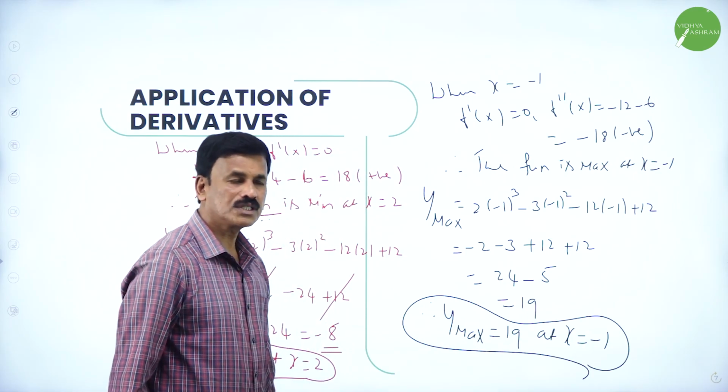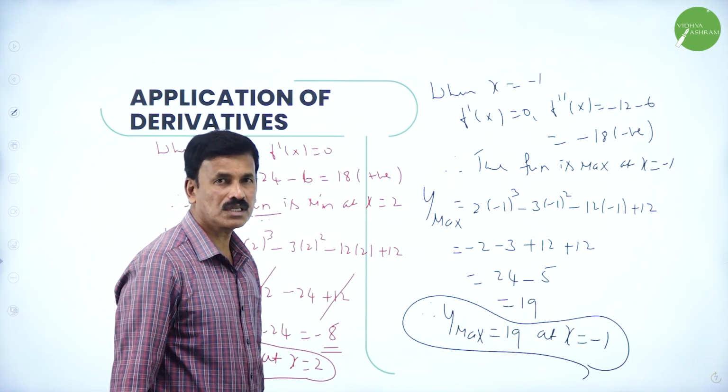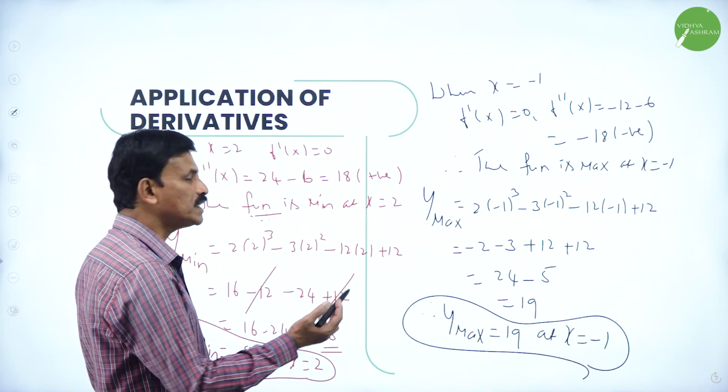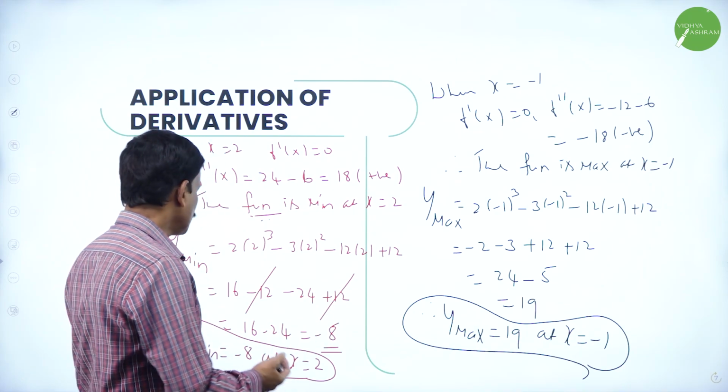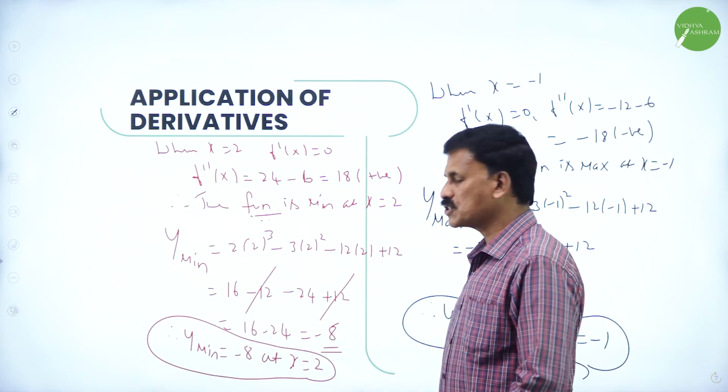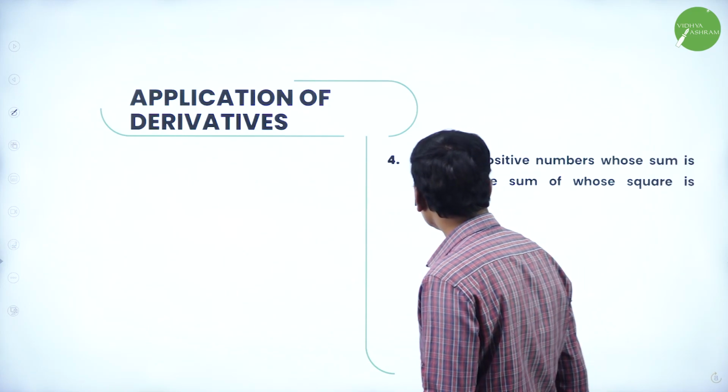That's it. So, actually this is a 4-marker question, right? So, the maximum value is 19 at x is equal to minus 1 and the minimum value is minus 8 at x is equal to 2. Now, move on to the next problem.